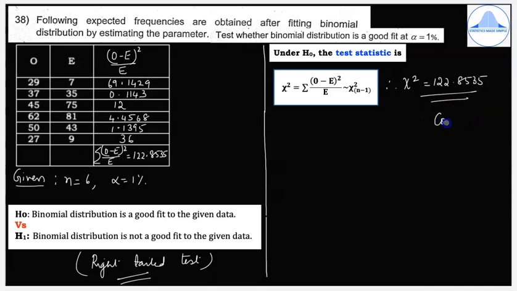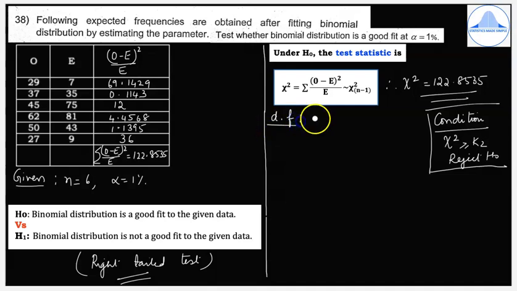Now, what is the condition for the right-tailed test under the chi-square test? The condition is you have to check whether chi-square is greater than or equal to K2. If this condition is satisfied, then you have to reject H naught. So let us find out the degrees of freedom. This is an important step. The degrees of freedom is actually n minus 1, but because in the question they have said they've estimated the parameter, you have to subtract 1 more. This is for estimating the parameter, which is p. So this is equal to 6 minus 1 minus 1, which is 4.